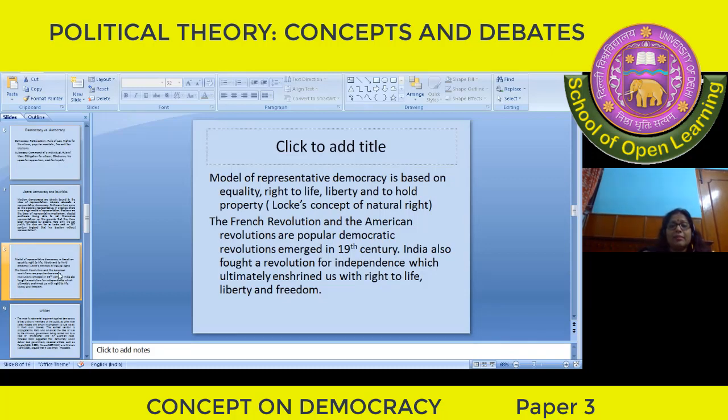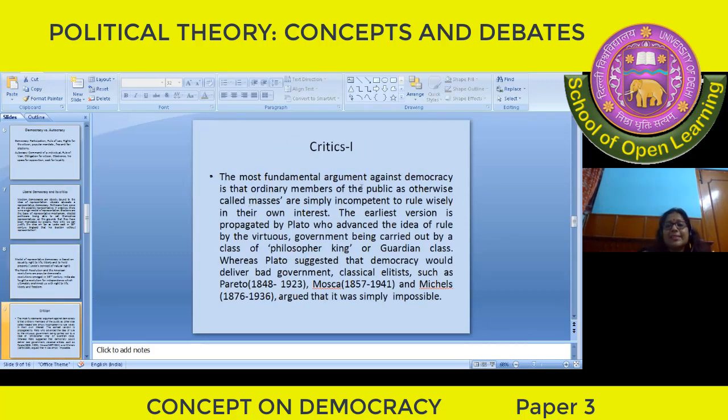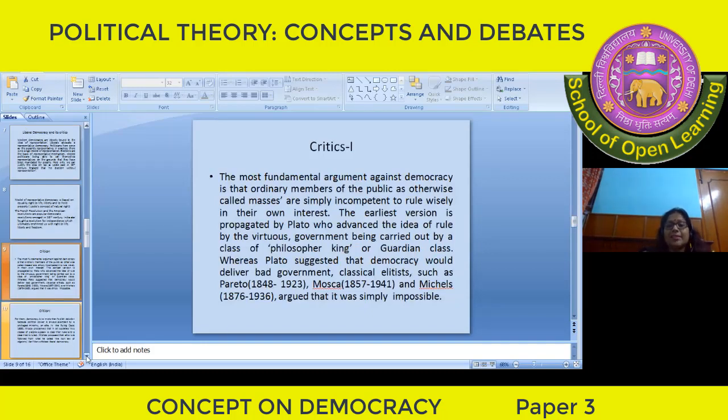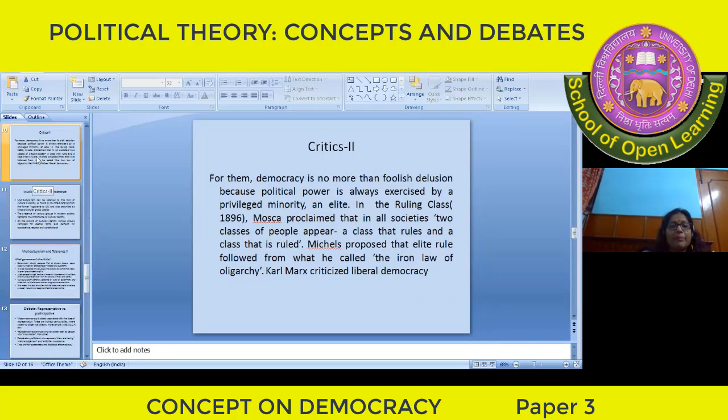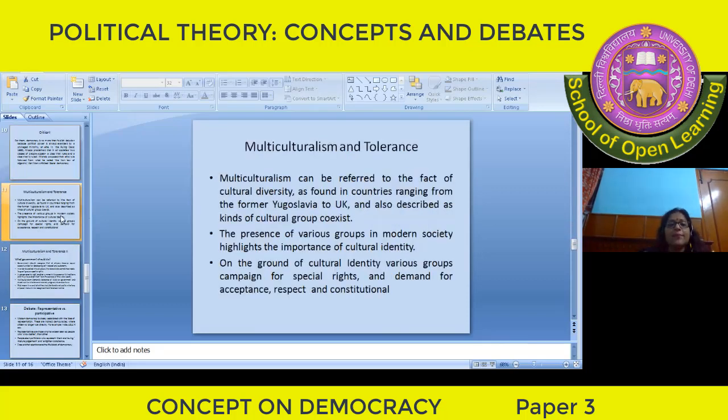There is criticism against democracy, how Plato, Aristotle, Pareto, Mosca and others criticized it. Along with that, we have discussed the debate between representative democracy and deliberative democracy, and how multiculturalism and tolerance can be part and parcel of democracy.